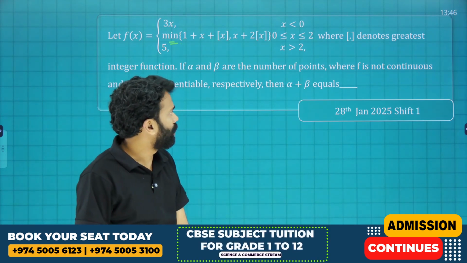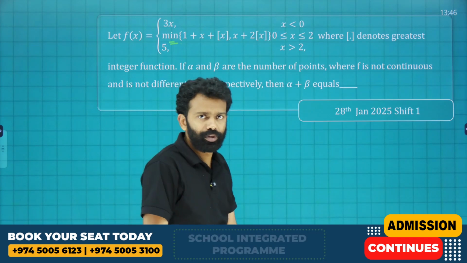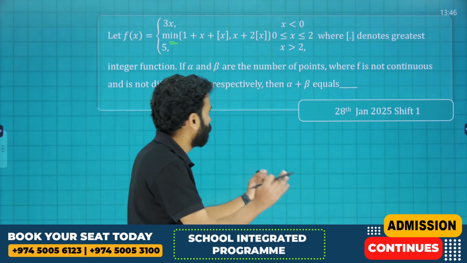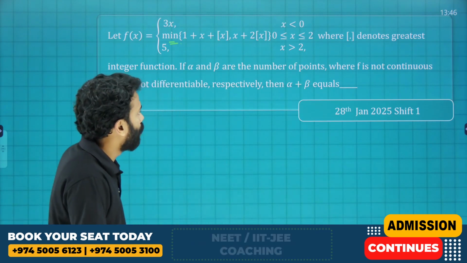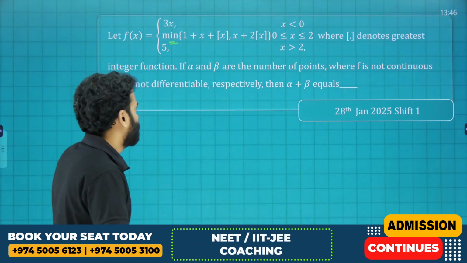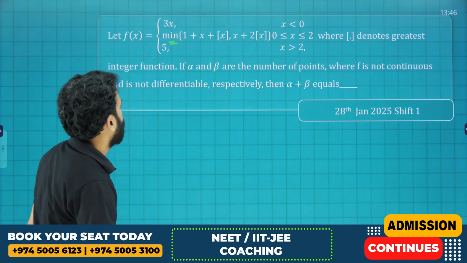And if alpha and beta are the number of points where f is not continuous and f is not differentiable, then you need to find the sum of those, alpha plus beta. Okay, so how are you going to formulate this one? Easy actually. Yeah, we can formulate this.